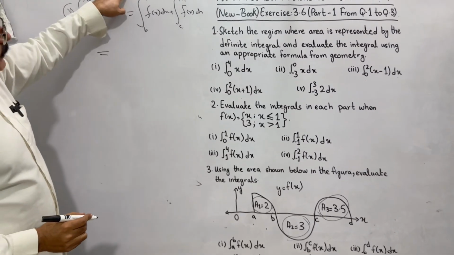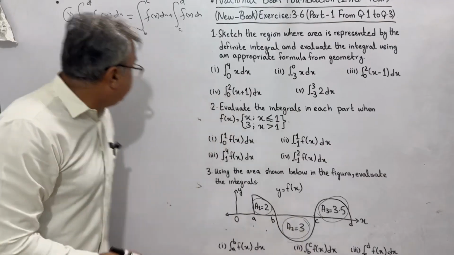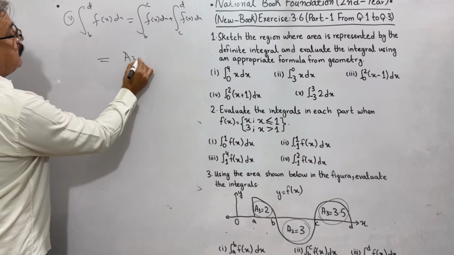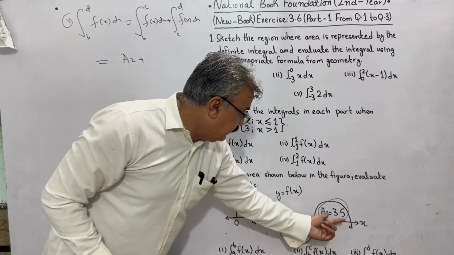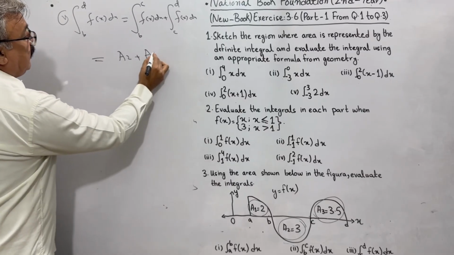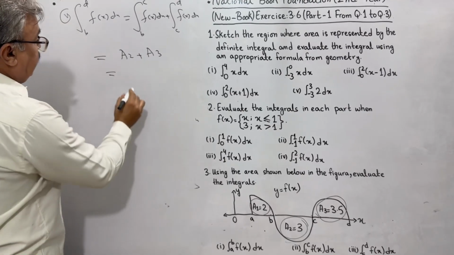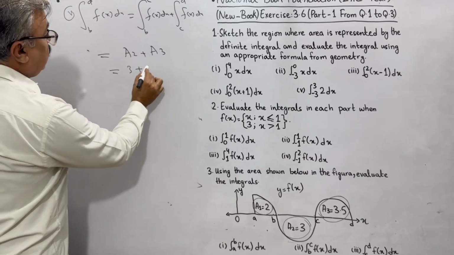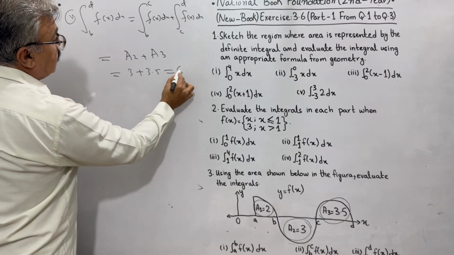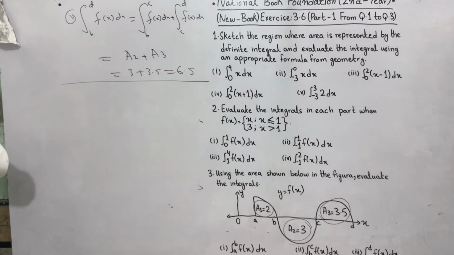What is B to C? It's A2. From C to D, it's A3. Fitting the corresponding values, A2 is 3 and A3 is 3.5. It's our 6.5 square units.